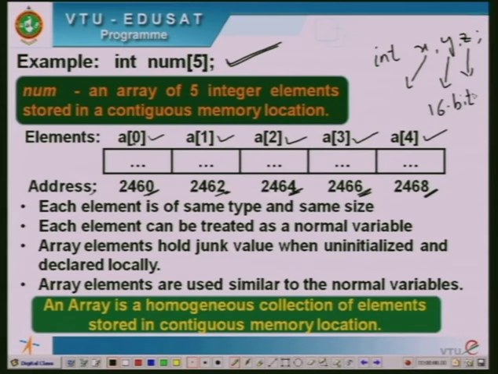So since it is 2 bytes, if 2460 is the starting address here, then the next location will be 2461. So this particular byte and this one together form 2 bytes of data, which is a place for holding the value of a of 0. Similarly 2462 and 2463 are the places where the value of a of 1 will be stored.